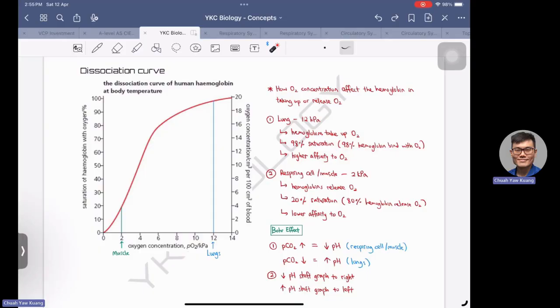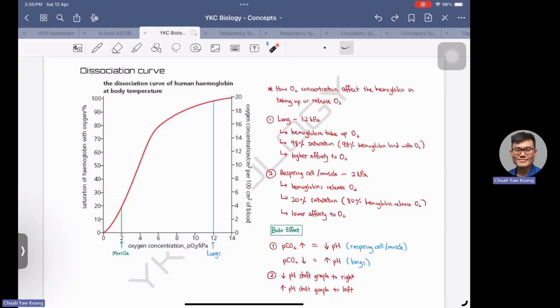On the other hand, we look at the respiring cell or the muscle, which has low partial pressure of oxygen, around 2 kPa. When the blood passes through the muscle, which has around 2 kPa, a very low partial pressure of oxygen, you can see that the saturation of the hemoglobin is around 20%. So this means that 80% of the hemoglobin has released the oxygen to supply to the cell.